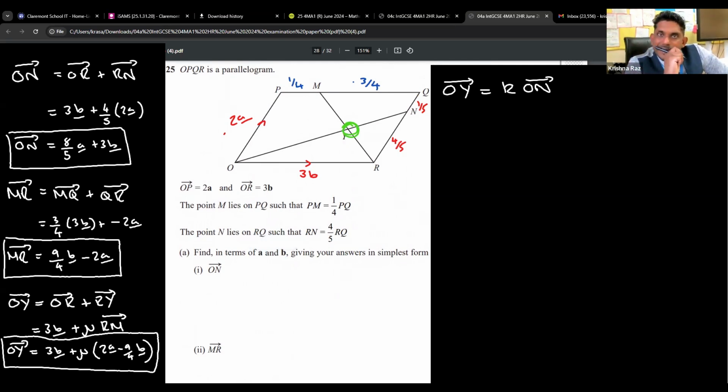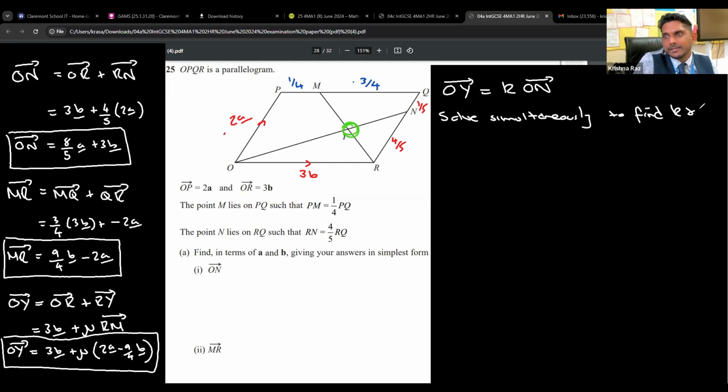K and mu. Now, a lot of you always say to me, Sharon, when am I going to need this in life? Now's our chance, simultaneous equations. So we can solve simultaneously to find K and mu. So what we have to do is create two equations. ON we had, so we've got to times ON by K. So we have 3KB plus 8/5 Ka.